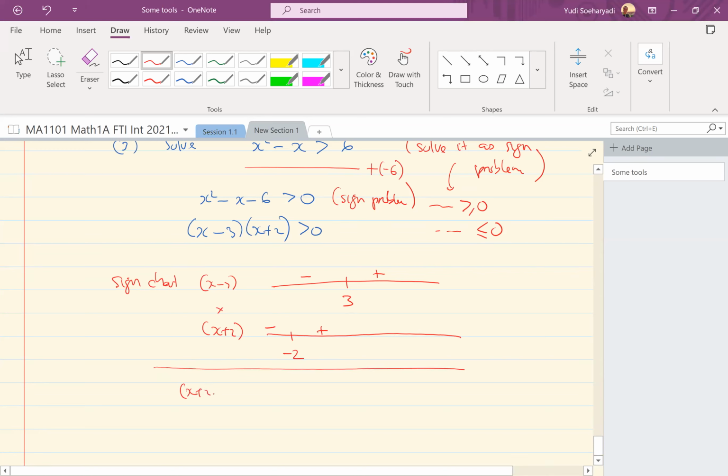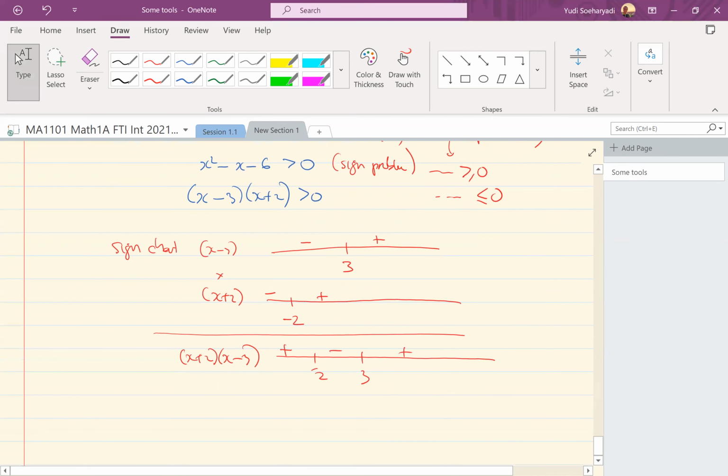Right? So if you multiply those, you get x plus 2 times x minus 3. You have the signs something like this. Plus times plus becomes plus, minus times minus becomes plus. So this is the sign chart for x plus 2 times x minus 3, the product of two factors. What we're looking for is the one with a positive sign. This gives you something bigger to the right of 3 or to the left of negative 2.